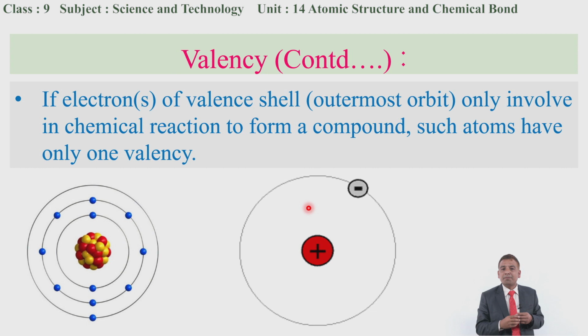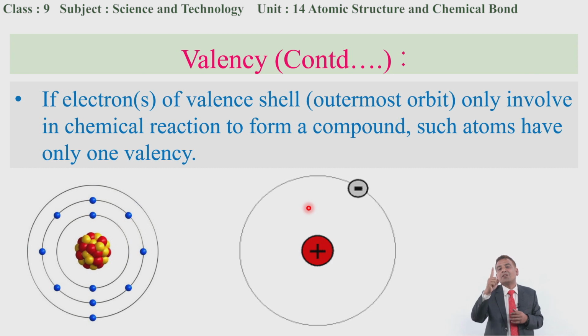If only the electrons of the valence shell, that is the outermost shell, are involved in a chemical reaction to form a compound, such atoms have only one valency, because different atoms may have different valencies. Some atoms may have a single valency, while some atoms may have more than one valency, that is 1, 2 or 3 and so on. So if only the electrons of the valence shell are involved while reacting with other atoms, these atoms have only a single valency, like sodium.